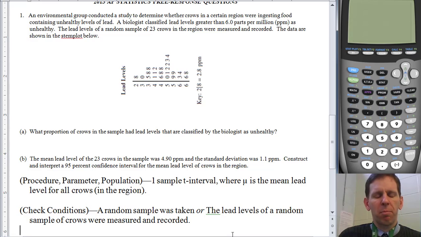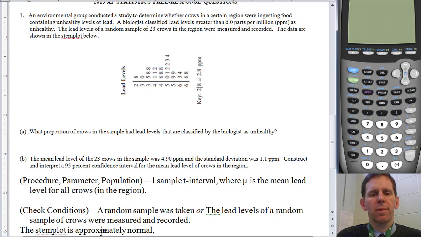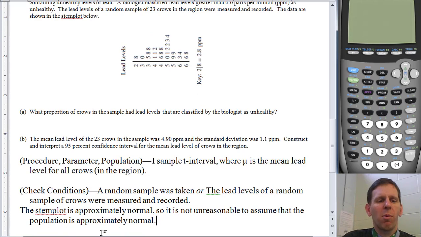This graph is called a stem plot. So instead of using a normal probability plot, we're going to say the stem plot. This stem plot to me looks like it's approximately normal. So we're going to say the stem plot is approximately normal. And then the rest of the sentence should sound familiar. So it is not unreasonable to assume that the population is approximately normal. In the past, we'd said the normal probability plot is approximately linear. Whatever the graph is, if it looks like it's making normal looking data, then we can say it's not unreasonable to assume the population is approximately normal.